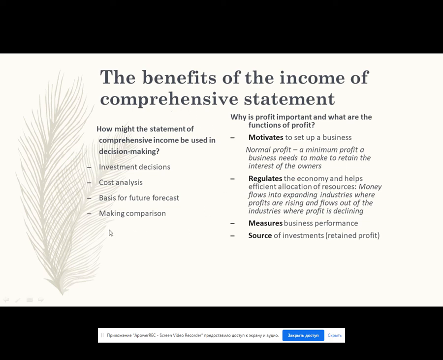And we can use statement of comprehensive income to make comparison, to compare our performance over several years, or to compare the performance of our company with performances of other companies. And at the end of the day, statement of comprehensive income will help us to reduce our costs and expenses and to boost our profit. Why do we need profit? For several reasons. Profit motivates. It motivates to set up a business. It motivates to run the business. Like we start our own business or set up our own business to make profit, right? And to become rich.